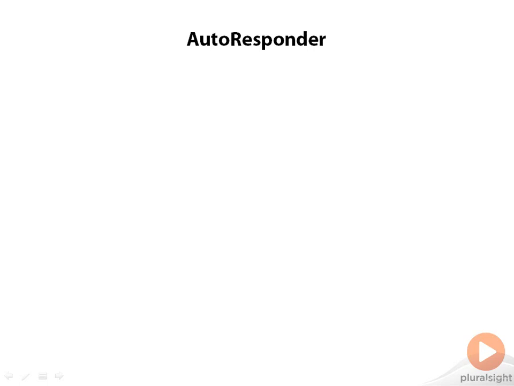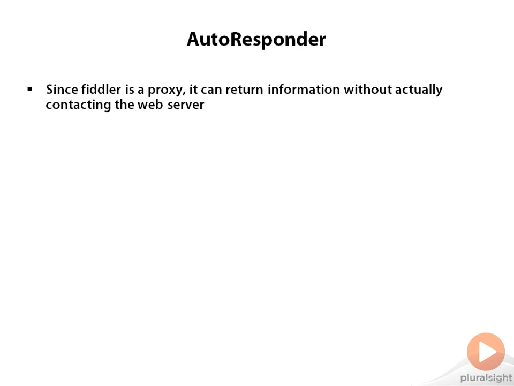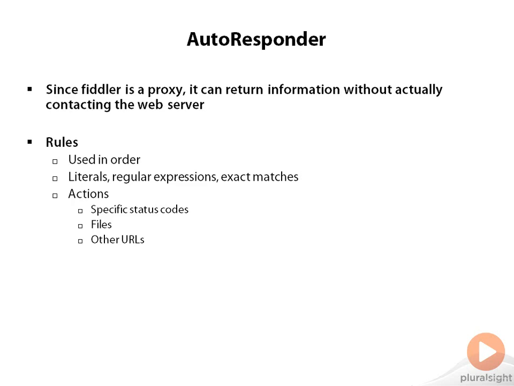Since Fiddler is a proxy, it has the capability of actually responding to the client without contacting the actual web server. So the feature in Fiddler is called the autoresponder. What it does is it uses a series of rules. These rules are used in order, and the rules can be literals, regular expressions, exact matches. When you hit a rule, you essentially have different actions that can occur. So you can return specific status codes, you could go to disk and return particular files, or you could actually redirect to other URLs.